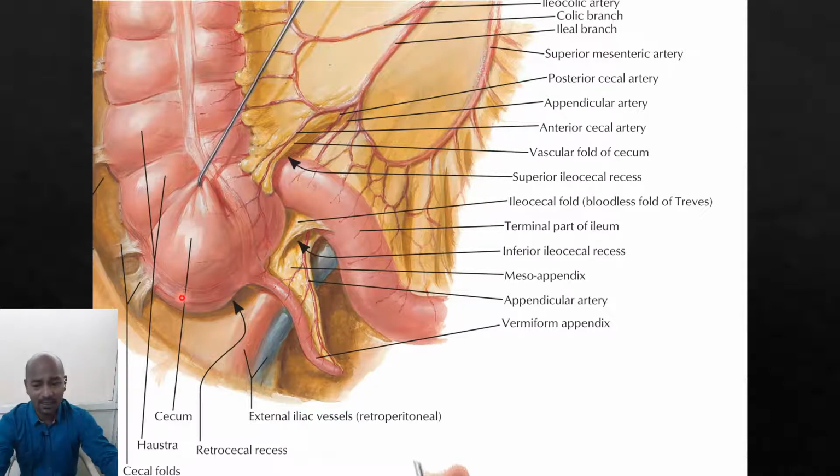Usually the lateral aspect or the right side of the cecum is more saccular, or more enlarged, than the left side or the medial side. So the appendix attachment is pushed posteromedially. Okay, and this appendix has a continuous outer layer of longitudinal muscles.